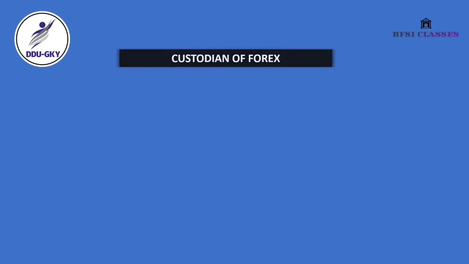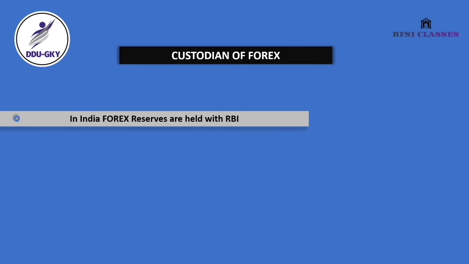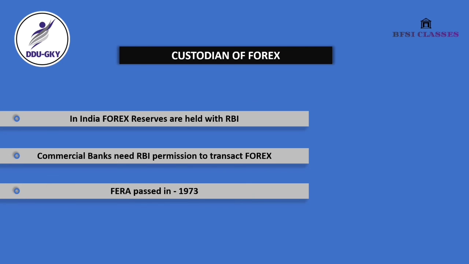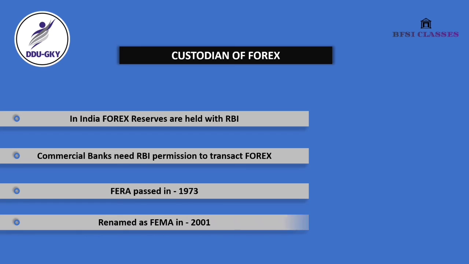Next function, custodian of foreign exchange reserve. In India, forex reserves are held with the RBI, as RBI is the ultimate custodian of foreign exchange in India. That means commercial banks need RBI permission to transact foreign exchange in India. In India, foreign exchange is regulated under the Foreign Exchange Regulation Act, that is the FERA Act, which was passed in 1973. In 2001, FERA was renamed as FEMA, which is abbreviated as Foreign Exchange Management Act.